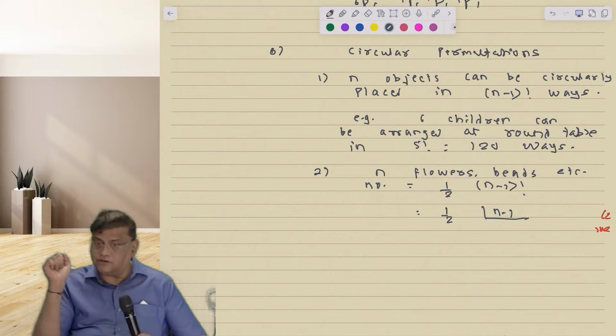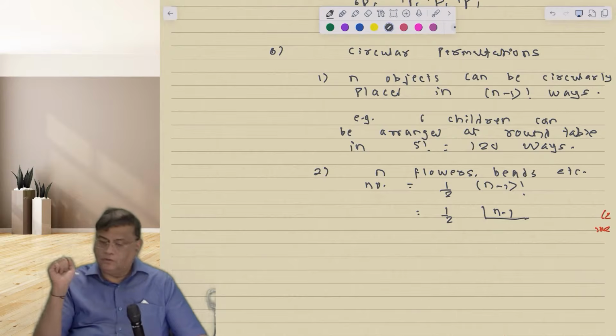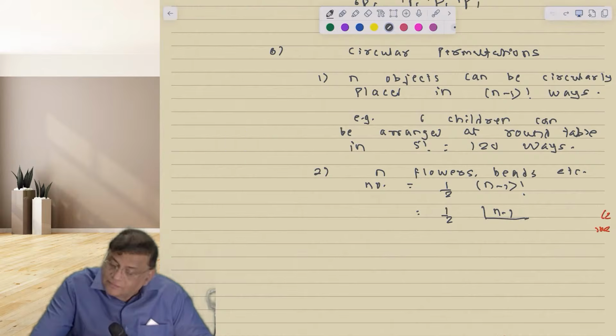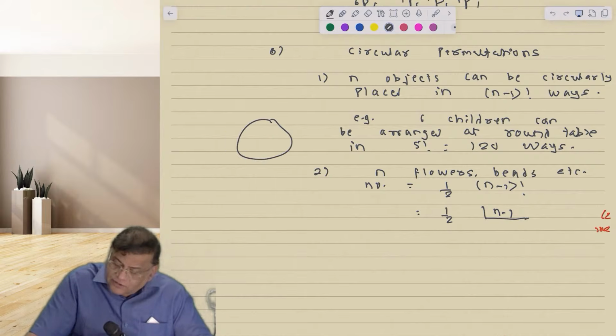We had discussed it, but I repeat. What happens, suppose you have 6 children and you have to arrange them at a circle.